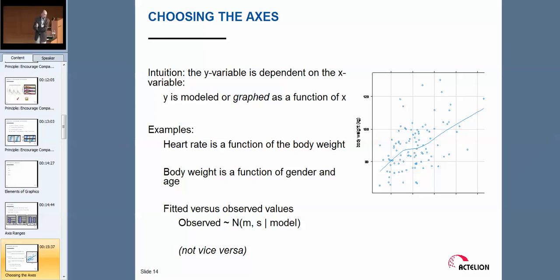And other examples would be heart rate as a function of the body weight, or body weight as a function of gender and age, but it's not the other way around. It's not that you age because your body weight increases, right? So for a statistician and for a modeler, that means the dependent variable goes on the y-axis and the independent goes on the x-axis, and the regression line shows just that.